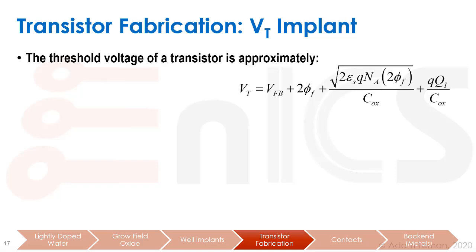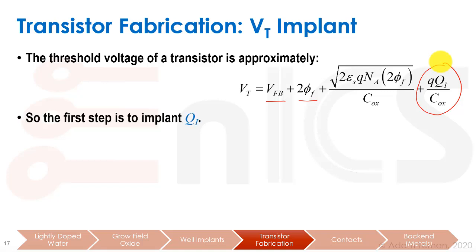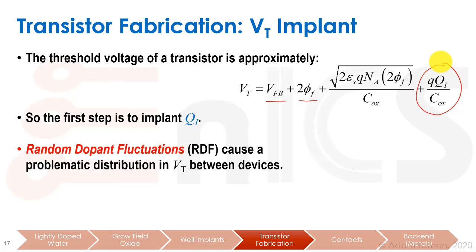The threshold voltage of a transistor, as we remember from previous courses, is the flat band voltage, the Fermi voltage, etc. And there's this factor here, Q implant divided by Cox, which is basically the charge that is implanted into the transistor. We call that the VT implant. So we can implant this QI, this implant charge, and that will help us set the threshold voltage of the transistor. We can use a lot of implant to change to a high VT transistor, a low VT transistor, and so forth.